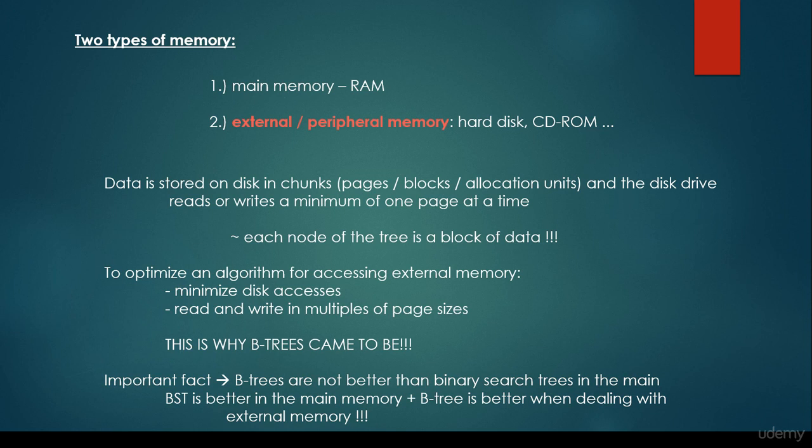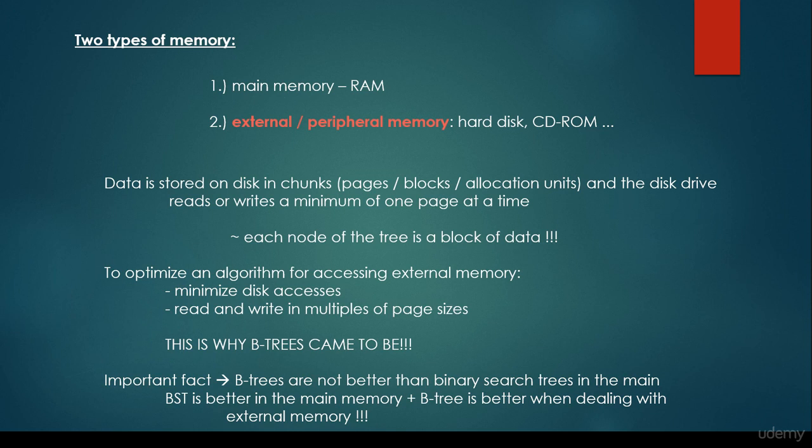Here for B-tree, we can store an entire block of data, such as for example a chunk of memory or a page, block, allocation unit. It doesn't matter how we call it, it's very important that we can store a block of data in a single node, and that's why it's going to be very optimal to use B-trees. Because to optimize an algorithm for accessing external memory, we should minimize disk accesses and read and write in multiples of page sizes. And this is exactly why B-trees came to be.